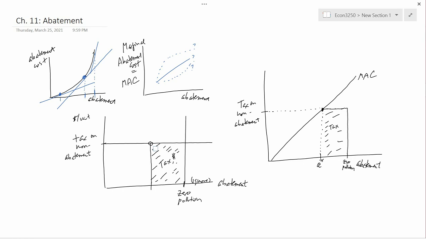And the question is, how does the firm decide on a pi rather than some other level of abatement? The firm has a choice. It can abate and escape the tax, or it can not abate and pay the tax. What it's going to do is whatever is cheapest.